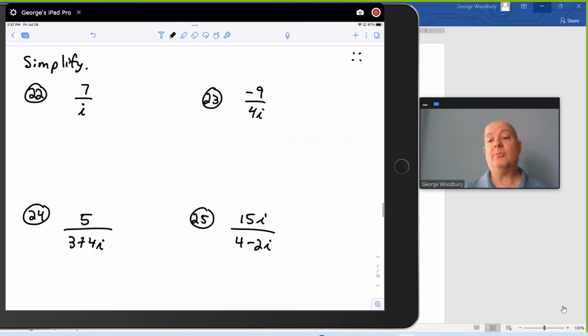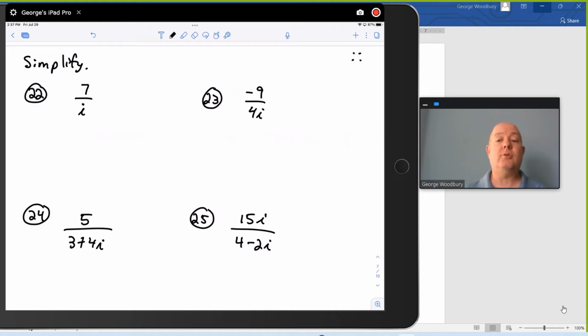Now, the problems that we deal with today, there's really two different types. If you look at the two at the top, 7 over i, -9 over 4i, you'll notice that in both cases, those are imaginary numbers in the denominator. And our strategy for those is going to be different than the next two at the bottom of the screen, that have denominators of 3 plus 4i or 4 minus 2i. Those are complex numbers, and those will have a different strategy as well.